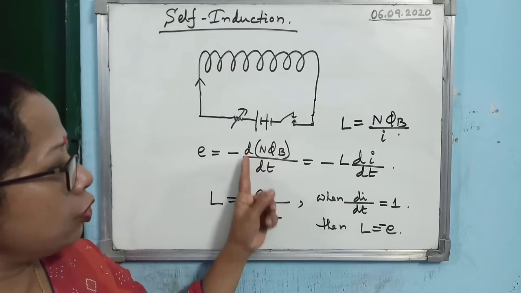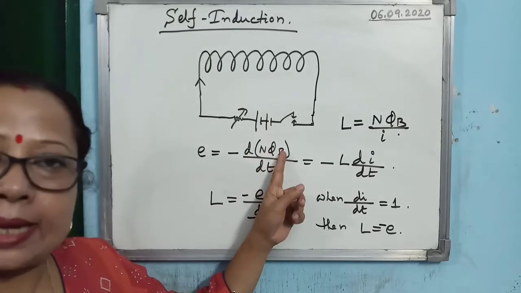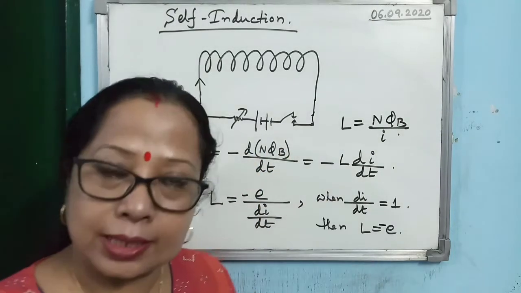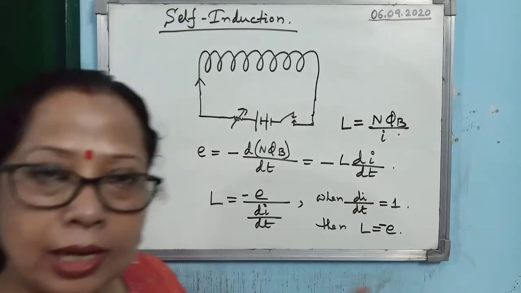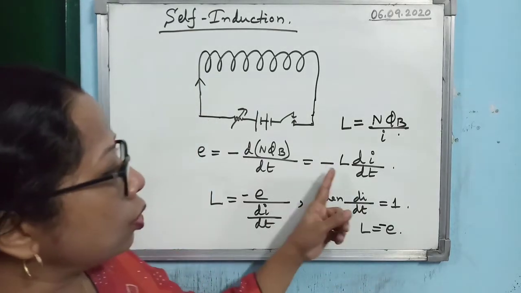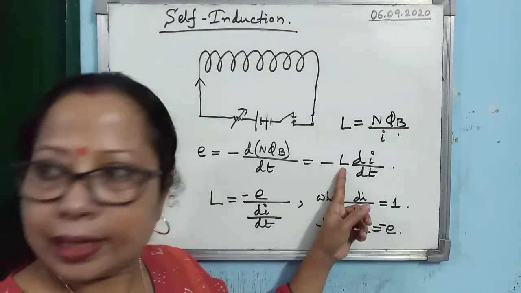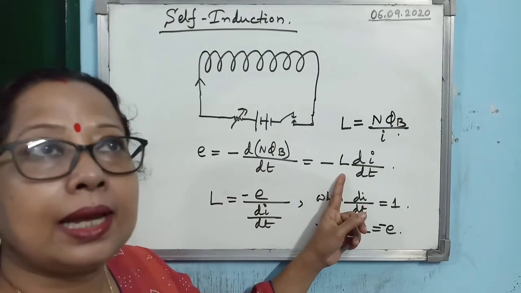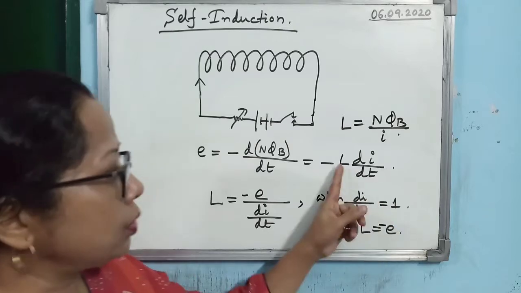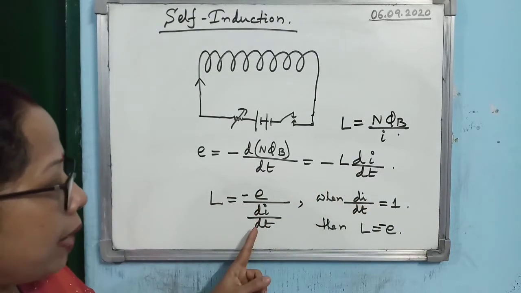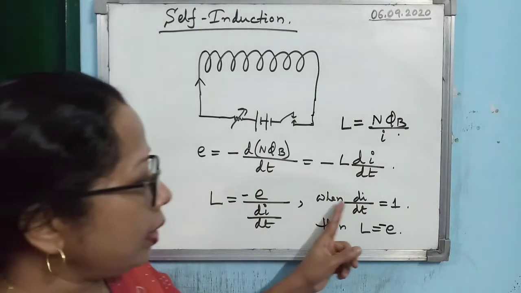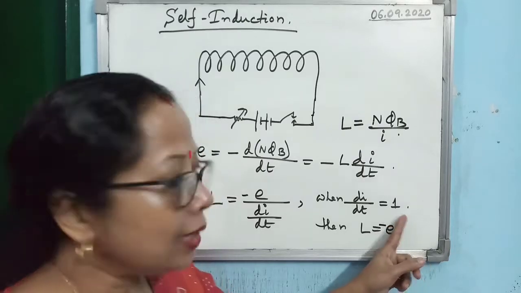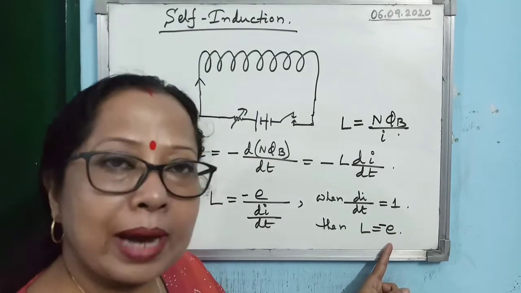So you can write it will be d/dt of L into I, but as I said, L is constant for a particular coil of particular dimension. So you can take L outside the derivative. So it will be E is equal to minus L di/dt. So you see, you can write L as E by di/dt, and when di/dt is equal to 1, then L is equal to minus E.